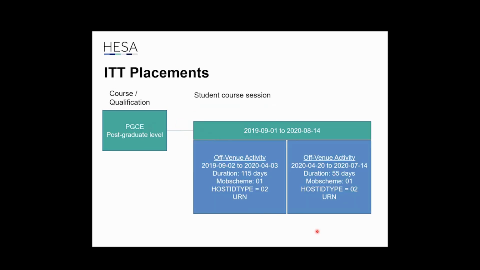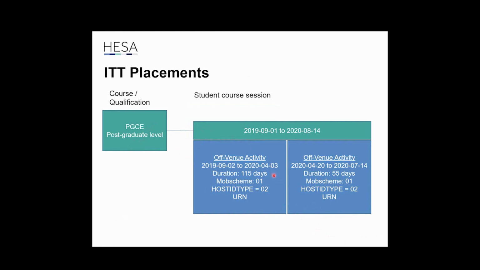So looking at something slightly different then, ITT placements. I've picked a PGC, which is just a 1-year course in this example. They return the student course session to say what they've done, and it's in the off-venue activity, which is where they return whatever the placements are that they're doing towards their PGC.